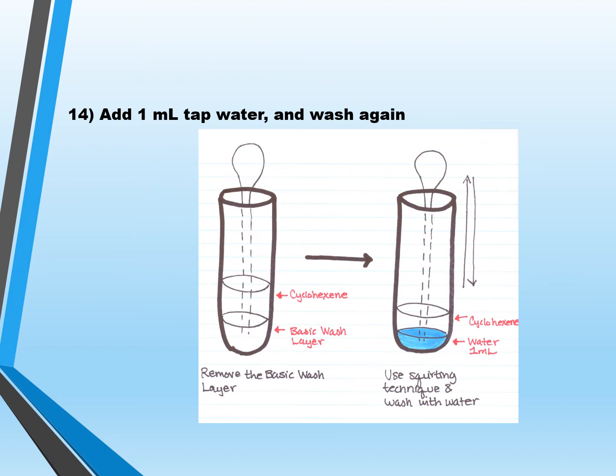The next step is to again wash it with 1 milliliter of tap water, and you can do the squirting technique the same way, just by drawing the water in and out. After you do some squirting, you can then draw out and remove the lower aqueous layer. The aqueous layer is denser than the organic layer, and you'll find it at the bottom, and you just remove the bottom layer.